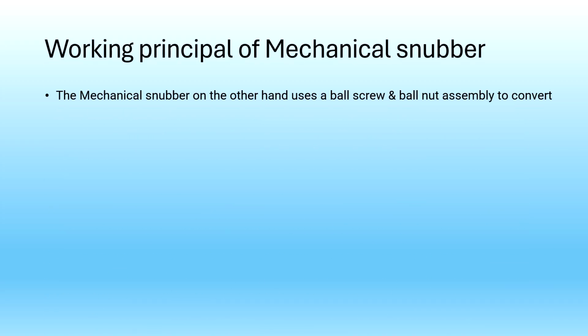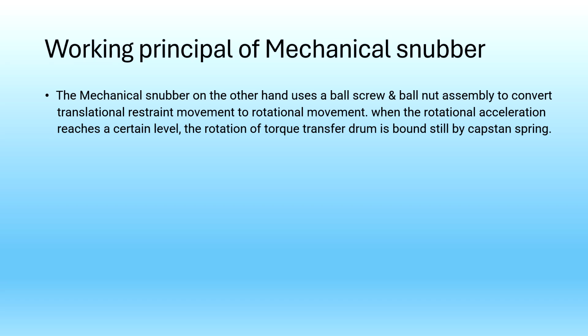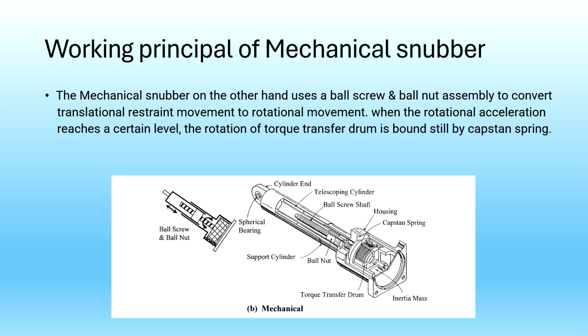Now let's see the working principle of mechanical snubbers. The mechanical snubbers, on the other hand, use a ball screw and ball nut assembly to convert the translational movement to rotational movement. When the rotational acceleration reaches a certain level, the rotation of the torque transfer drum is bound still by a capstan spring.